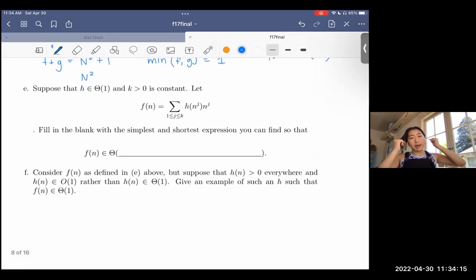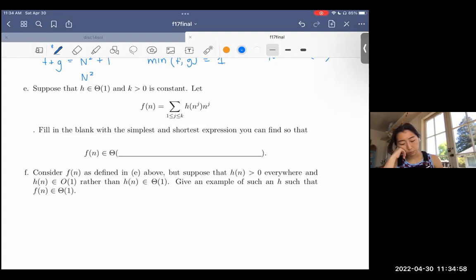Cool. Now moving on to 6e, it says, suppose that h is in constant time and k is a constant that is greater than 0. Let's say f is some function which is equal to this sum right here. And let's fill in the blank with the simplest and shortest expression we can find to summarize basically what bounds f. And so we're basically just trying to simplify this math expression as much as we can, using our asymptotic hand waviness to get rid of extra terms that we don't care about, right?